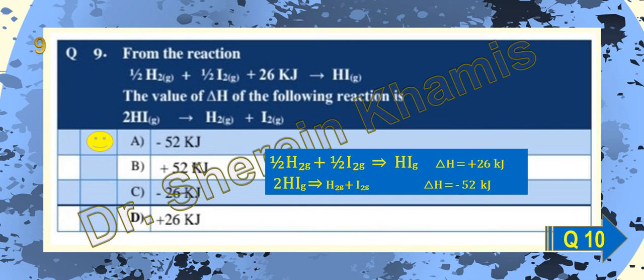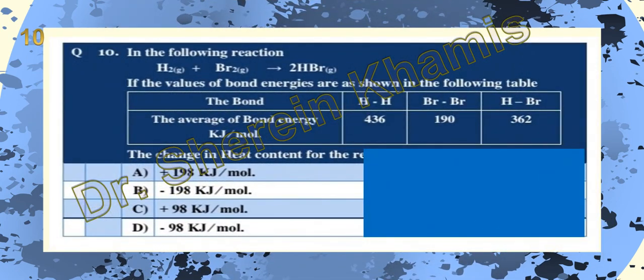Okay, let's go to the last question of our exam. Question 10 says that in the following reaction we have H2 plus Br2 that give 2HBr. Okay, we have the values of bond energies shown in the table. We have the bond H-H and its average bond energy to form the bond in kilojoule per mole, 436, and also bromine Br2 will be 190. Also we have the formation of HBr will be 362.